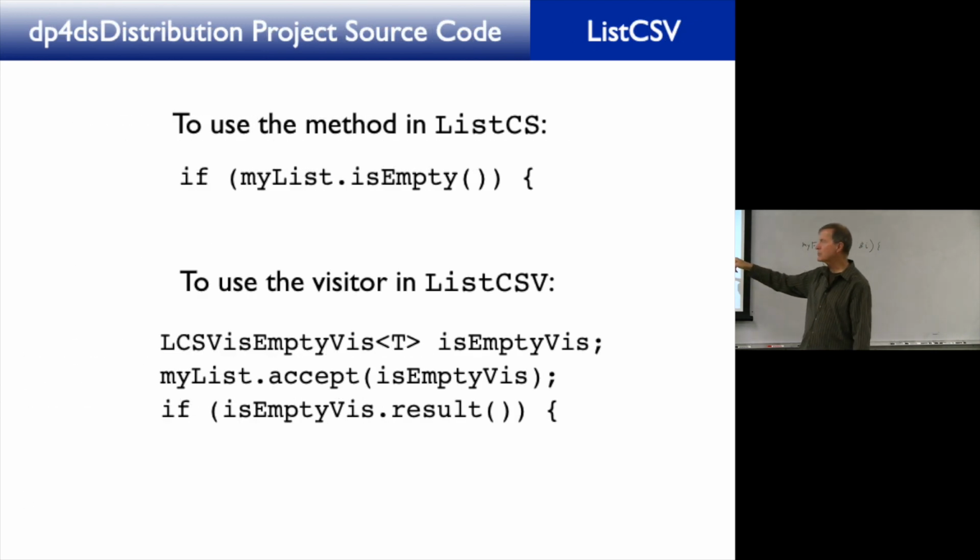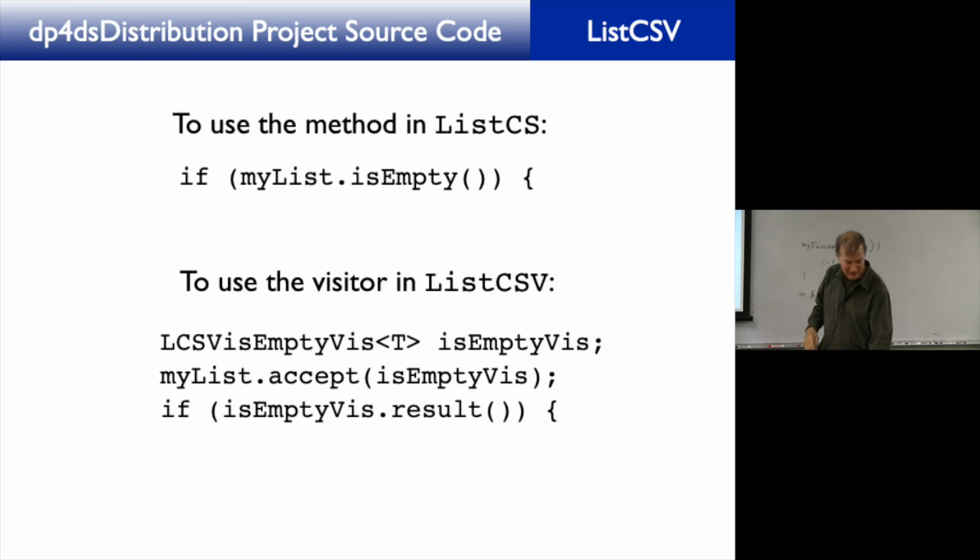Why should the user have to know anything about visitors? Why should the user have to do all this, is empty viz, my list accept is empty viz? Why should the user have to mess with visitors? Why don't we put another level of abstraction and abstract away all that visitor stuff? What is abstraction? Hiding detail. Why don't we just hide the details of the visitor stuff away from the user?